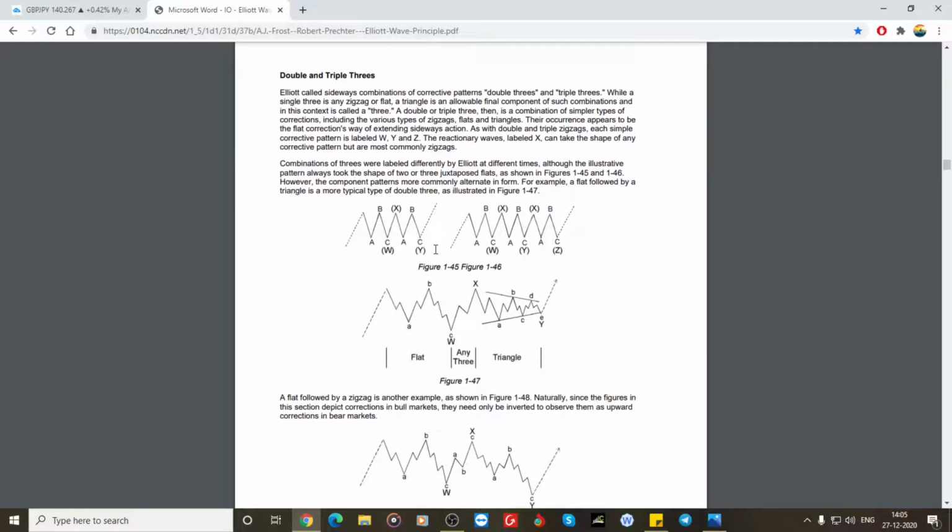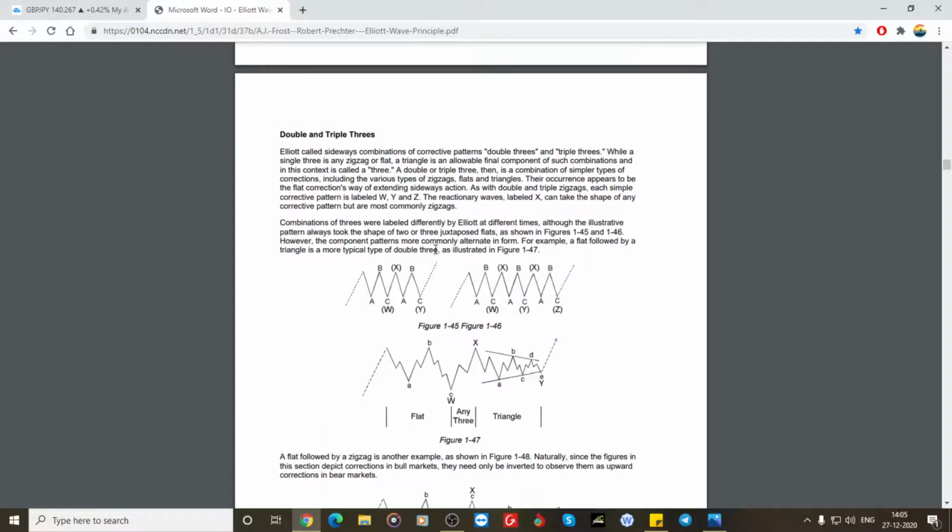So just go through and practice. That is the only thing you need to be consistently profitable applying Elliott waves.